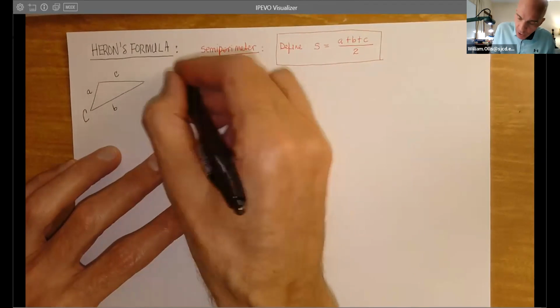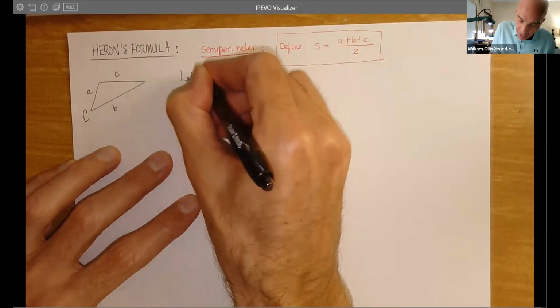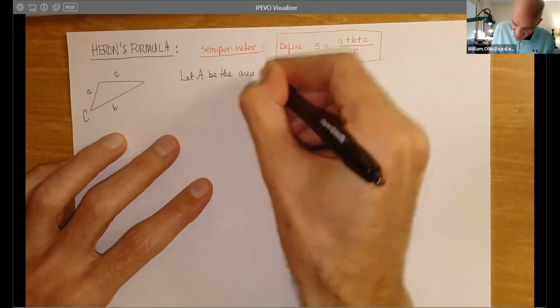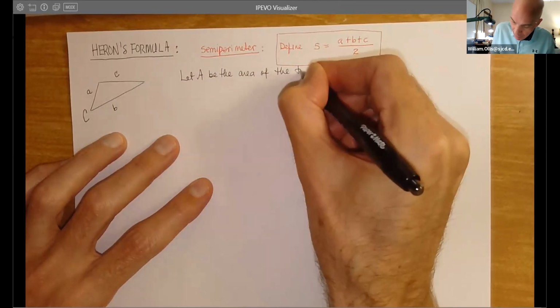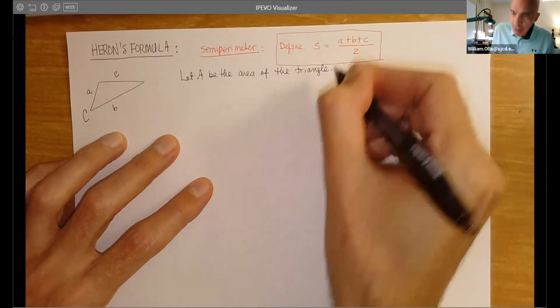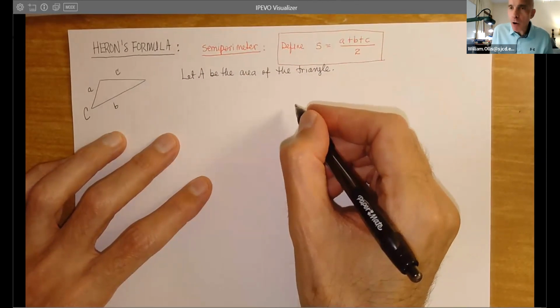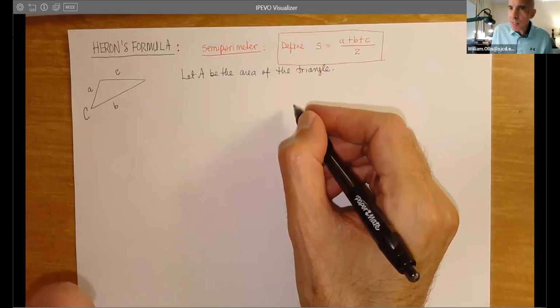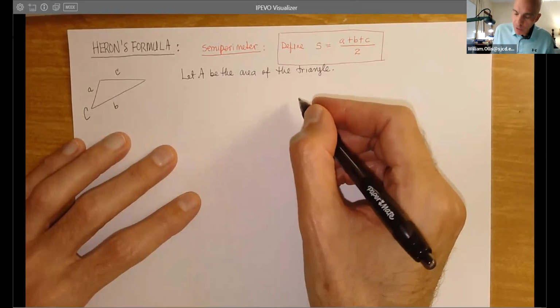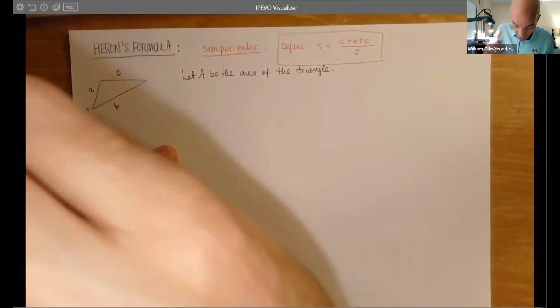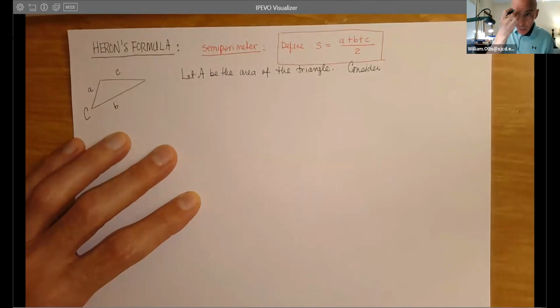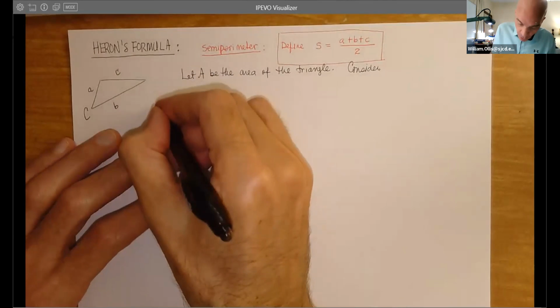So now what we're going to do is let A be the area of the triangle. And because you're thinking that we've got all of these squares hanging out, let's make this a simple calculation. It will be much easier on everyone concerned if we consider the square of the area. So here's what we're going to do. We're going to consider this, and then at the very end, we'll take a principal square root. So consider A squared.